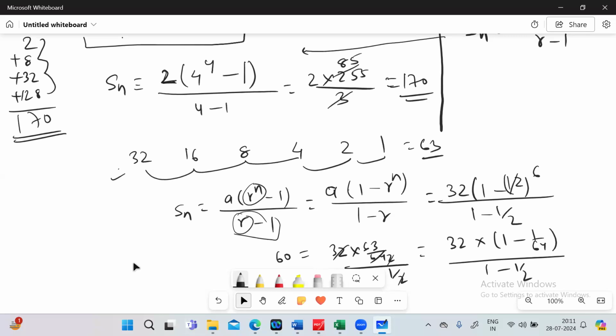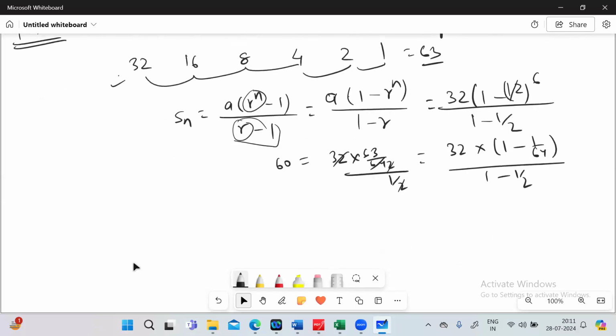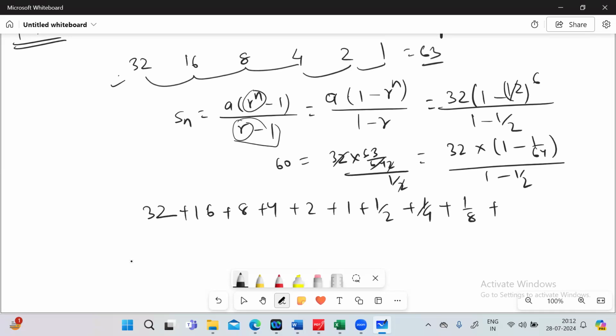Another interesting fact is, what if this series goes on till infinity? Like 32, 16, 8, 4, and you want to add this series, plus 2 plus 1, 1 by 2, 1 by 4. I'll just divide every term by 2 and I will get the new term, and so on till infinity. I'll call it an infinite series.